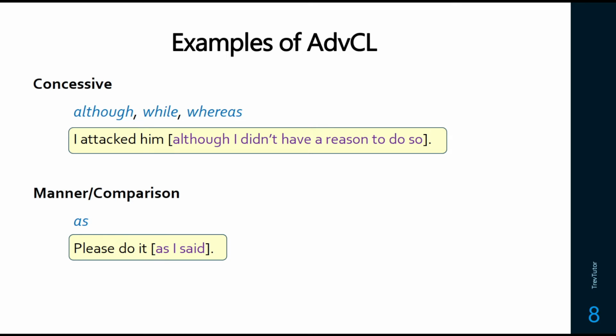We have concessive, so these are like, I did this thing, but I didn't really have a justification for it. So I attacked him, although I didn't have a reason to do so. So although I didn't have a reason to do so, I attacked him. We also have manner or comparison, so these are the as phrases. So please do it as I said, or as I said, please do it. So we can move these around.